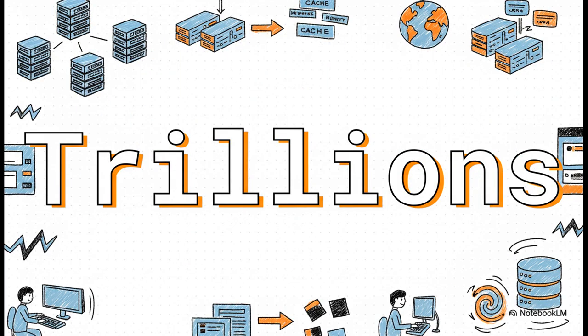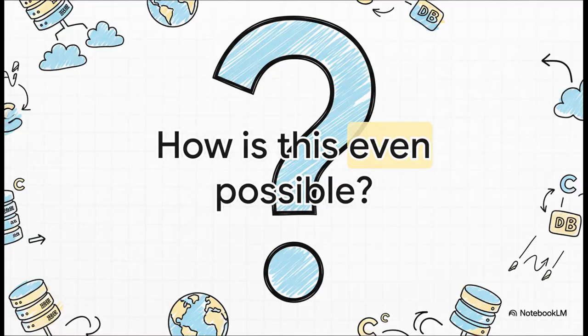And what are all those requests for? They're for data, an absolutely staggering amount of it. This system holds trillions of individual items in its memory. We're talking photos, statuses, comments, you name it. Trillions of them. Which leads us to the big question, the one that this entire explainer is about. How is that even possible?